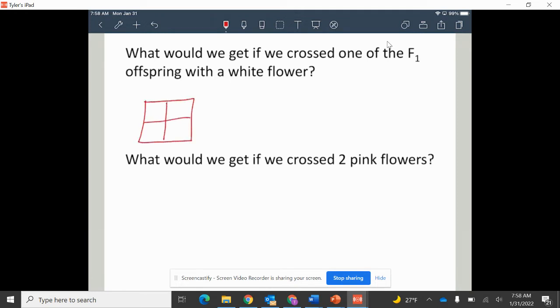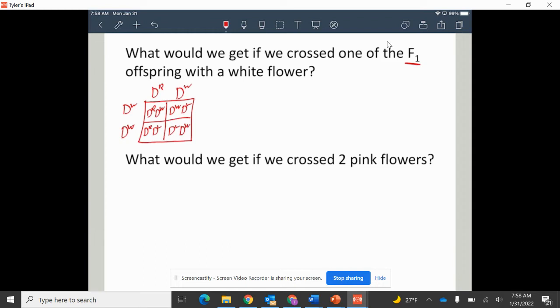So we're going to cross one of our F1s. Okay, so that was a pink flower, which was DR, DW, one red allele, one white allele, and a white flower, which is DW, DW. We get DR, DW, DW, DW, another DR, DW, and lastly a DW, DW.